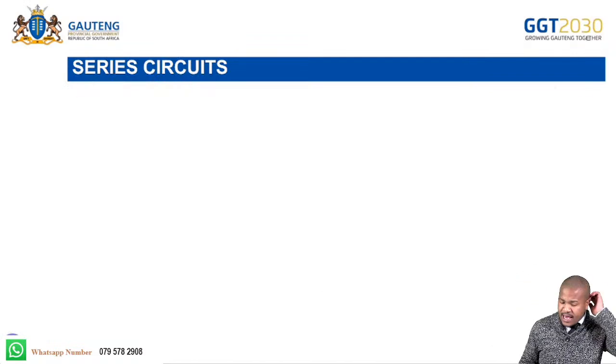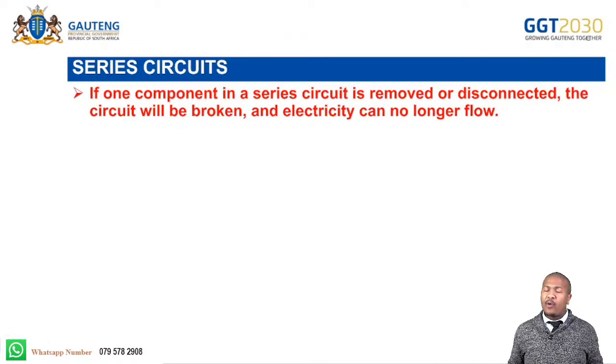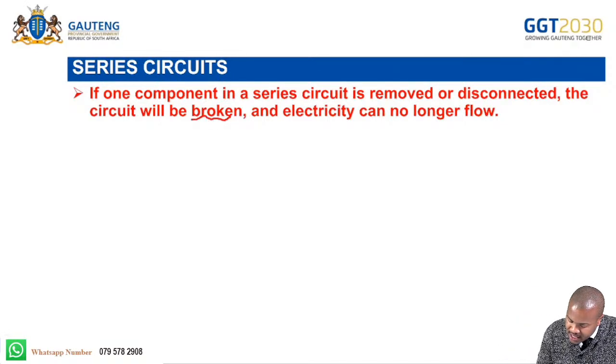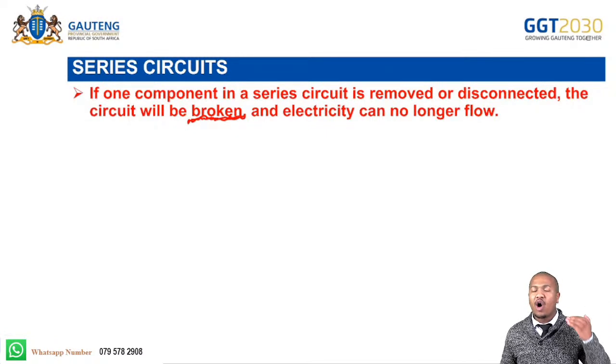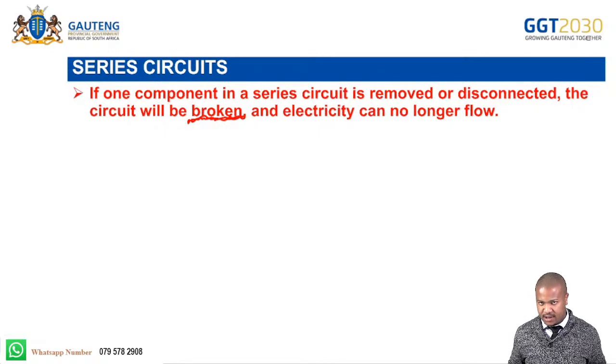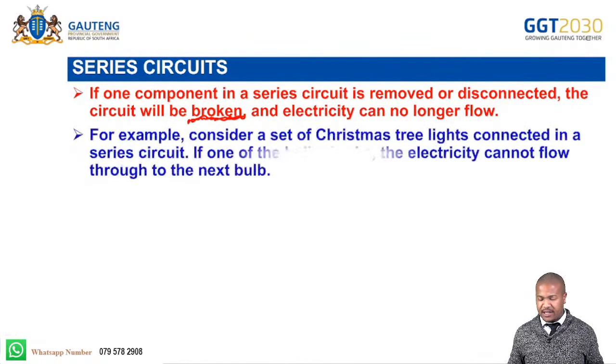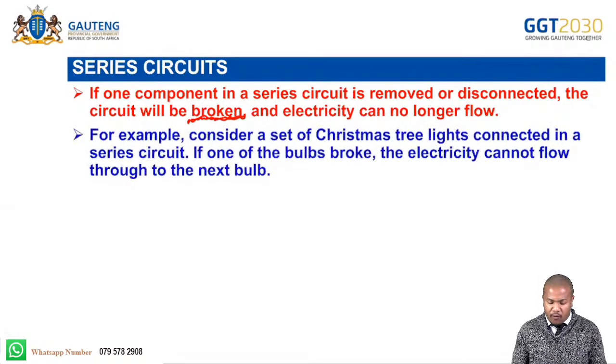So now, if one component in a series circuit is removed from the circuit, the rest of the circuit will not work, right? As it says here, if one component in a series circuit is removed or disconnected, the circuit will be broken, and electricity can no longer flow through to the other side. What do we mean by that?